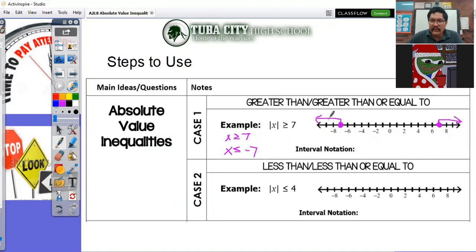And then interval notation. As always, start from the left and work your way to the right. Coming from -infinity, we go to -7 and we just stop there. Union, because we have two sets, right? They're disjointed. And here I've got 7, which is included, onto infinity.